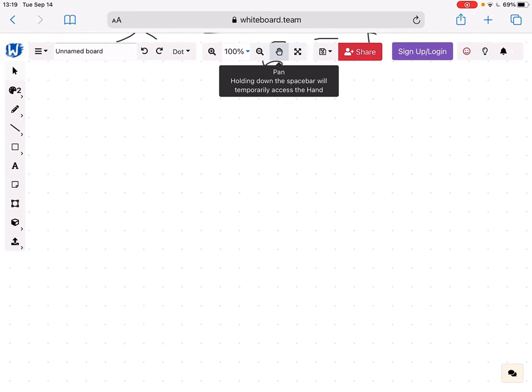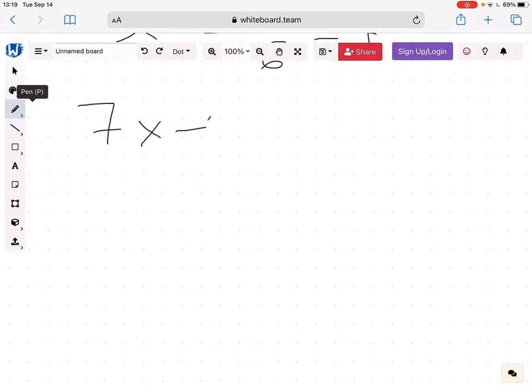Let's look at the next example: 7x minus 3 equals 3x plus 9. Again, what we would like to have first is all unknowns on one side. Let's say we want to collect all x's on the left, and we want to collect all the numbers on the right.